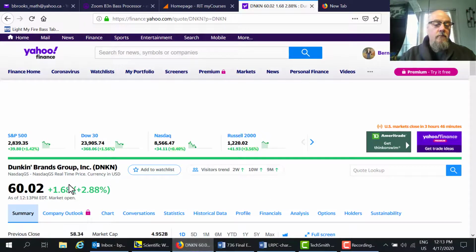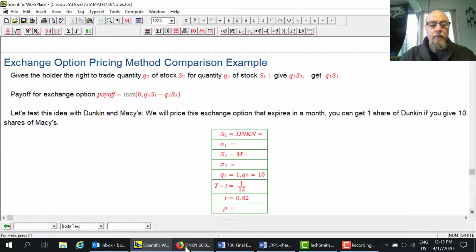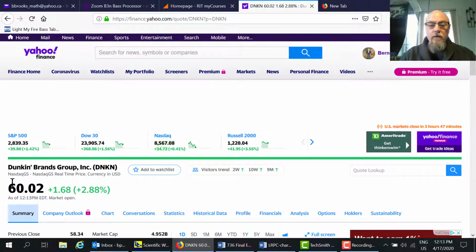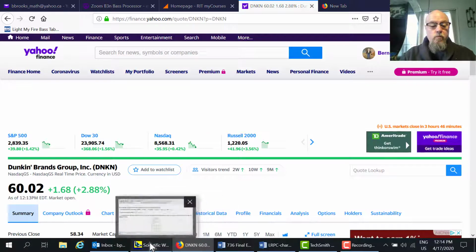First thing, the last time I looked at it, it was like 59. So this is a fluid number. But I'm going to put in what I see here, $60.02 for S1.